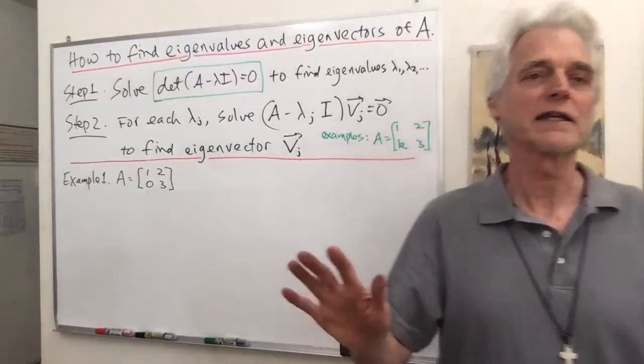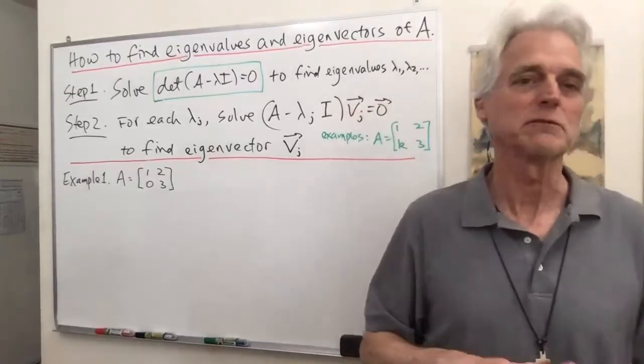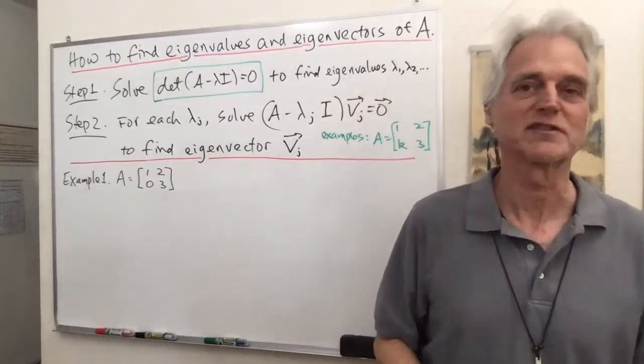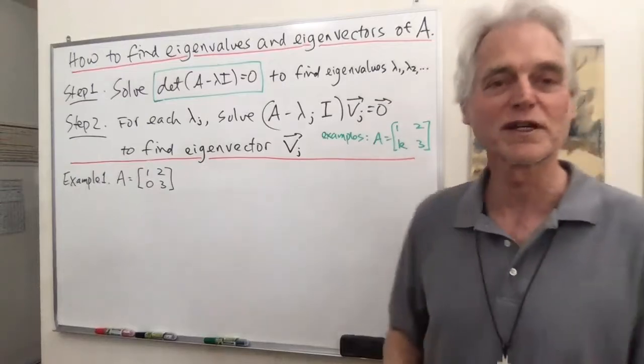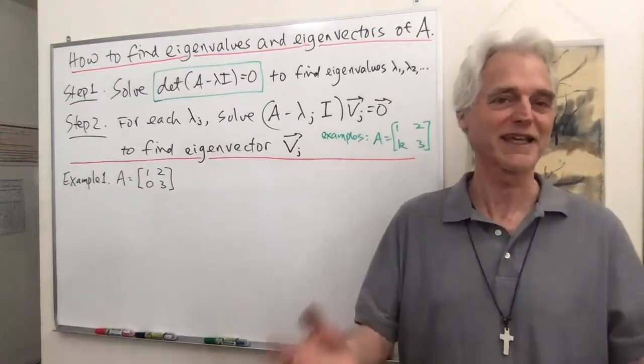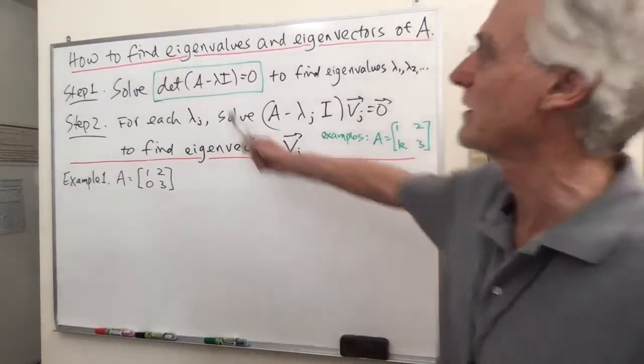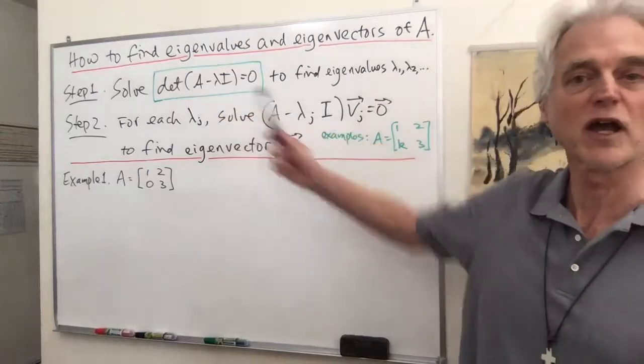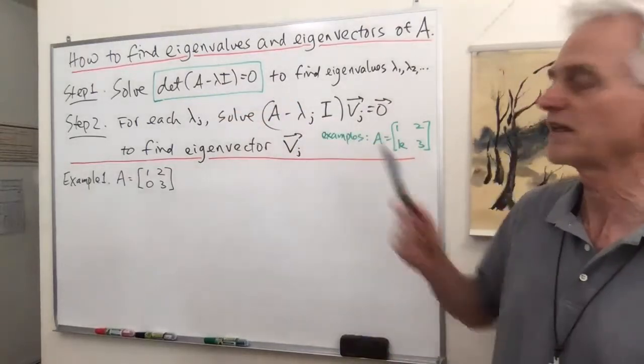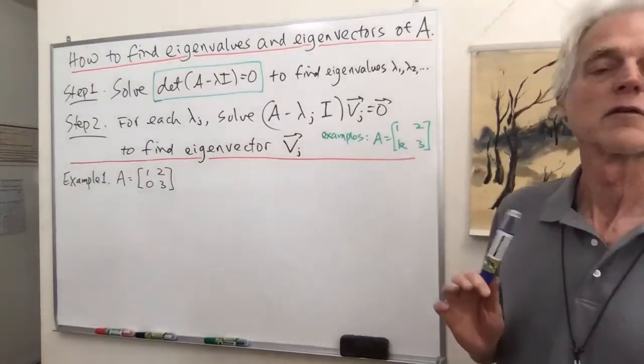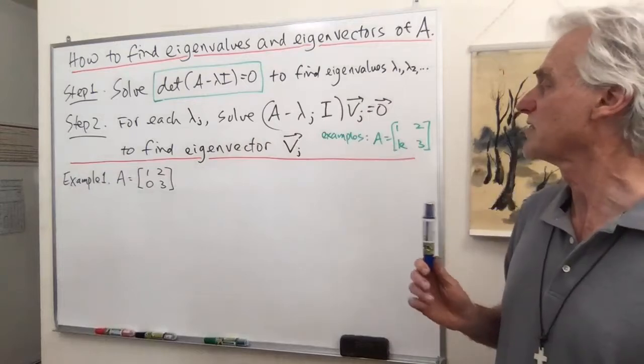Hello, I'm going to do three short videos with examples. I was trying to do one video with all three and I kept messing up. So here, we're going to do this two-step process, finding the eigenvalues and then the eigenvectors for some matrices.